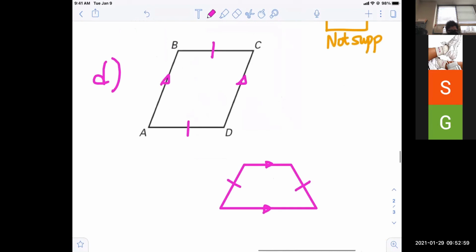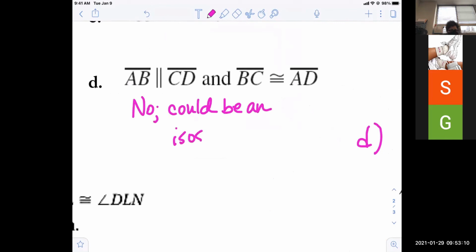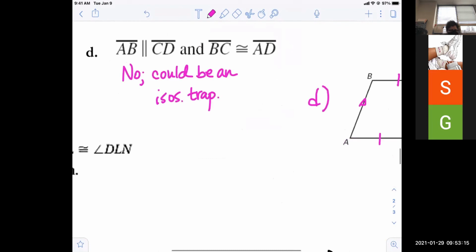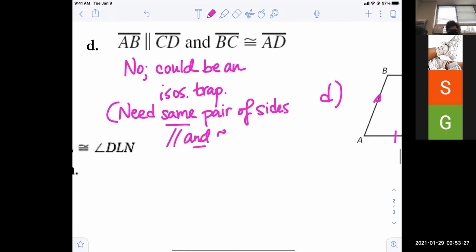Okay, so this one is a no because we can come up with a counterexample. It could be an isosceles trapezoid, because you need the same pair of sides parallel and congruent to be a parallelogram.